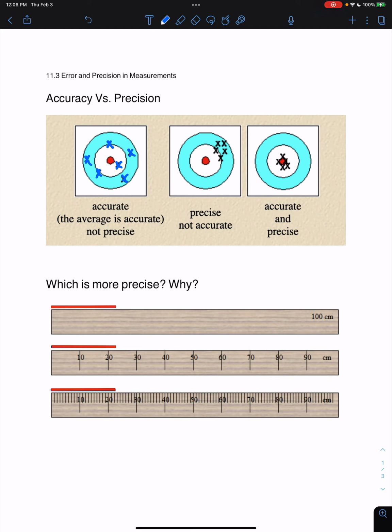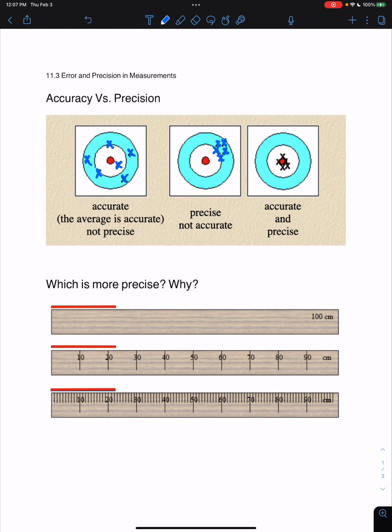Now let's contrast that with precision. Precision means that we are getting our measurements very close to one another. They are precise because they are close, and we are always getting the same measurement if we measure it over and over again. Now, we could have a precise measurement, but it's not hitting the bullseye here.